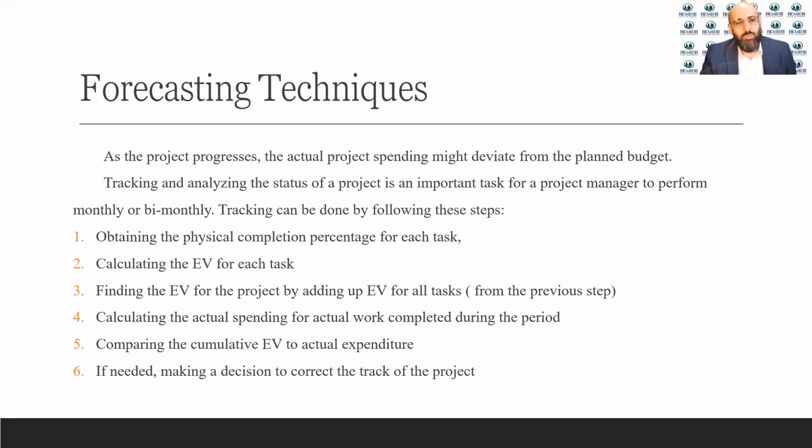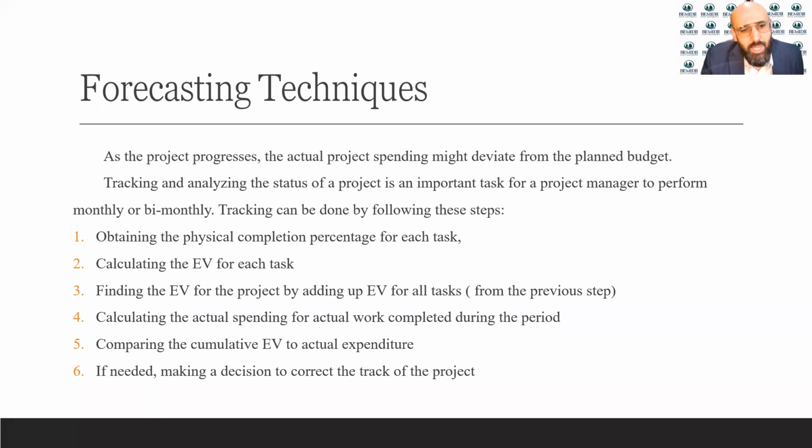Number one, we have to obtain the physical completion percentage for each task. We look into each task and see how far we are in finishing it, how long it will take us to finish that. You come up with the percentage, and then calculate the earned value. Based on these percentages, you can calculate the earned value for each task, and then find the earned value for the project by adding all these earned values for all tasks. If you remember the work breakdown structure, we need to find the earned value for each work breakdown structure and then add them together to find out the earned value for the whole project.